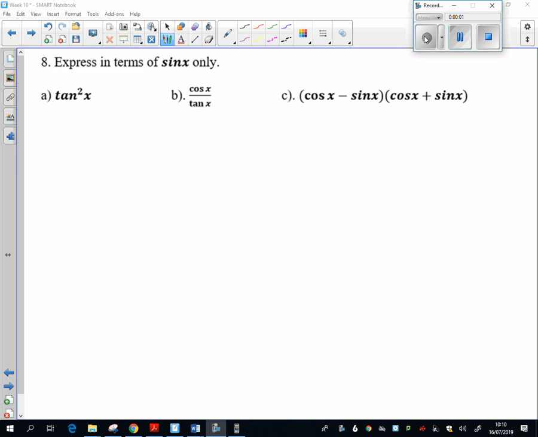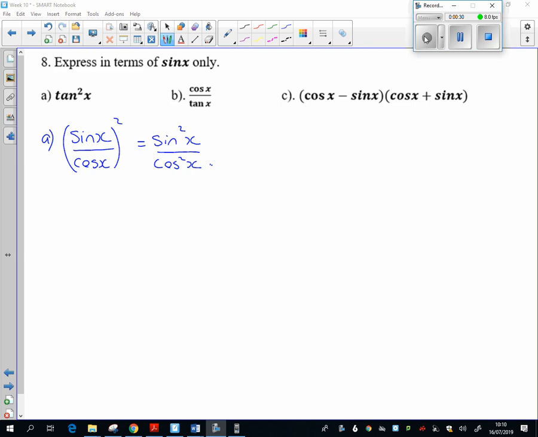Question 8, we're asked to rewrite everything only in terms of sine x. So for A, as soon as you've got tan, we're most likely going to be thinking about rewriting it as sine x over cos x. So tan squared is sine squared x over cos squared x. So obviously we've got our numerator that's in terms of sine squared x. So how are we going to deal with that cos squared x?